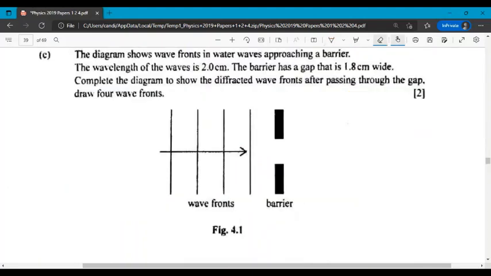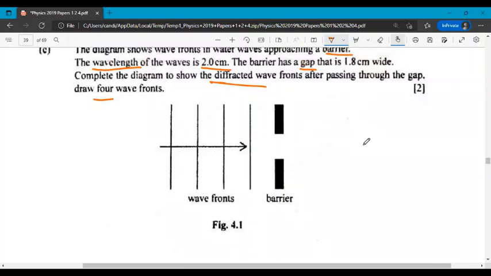All right, so the diagram, part C. The diagram in part C shows wave fronts in water waves approaching a barrier. Okay. The wavelength of the waves is 2.0 centimeters, and the barrier has a gap that is 1.8 centimeters wide. Complete the diagram to show the diffracted wave fronts after passing through the gap. Draw 4 wave fronts.